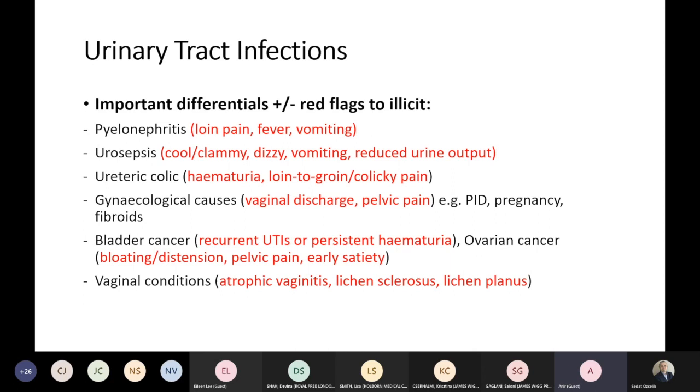Other things to think about are red flags. So in someone with recurrent UTIs or persisting hematuria, urinary symptoms, or a constellation of vague abdominal symptoms such as bloating, pelvic pain, we need to think, especially in the older population, about bladder, ovarian, and other gynecological cancers as well. And remember that sometimes, especially in the postmenopausal population, conditions such as atrophic vaginitis, which respond very well to topical estrogens, can also mimic UTIs. So we'll definitely talk about how we can assess these patients better and how we can manage these patients. Next slide, please.